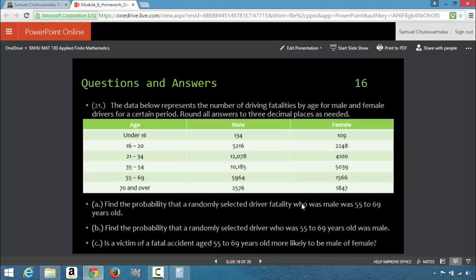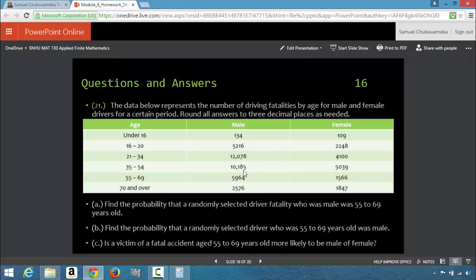Question 21. I think this is the last but not the least. The data below represents the number of driving fatalities by age for male and female drivers for a certain period. Round all answers to 3 decimal places as needed. So you see these ages. A quick look at this table tells you that 5,216 males between the ages of 16 and 20 have driving fatalities. 1,847 females from 70 years of age and over have driving fatalities.